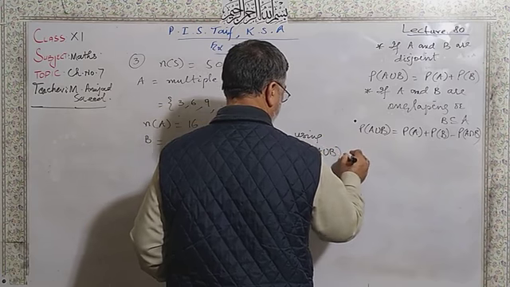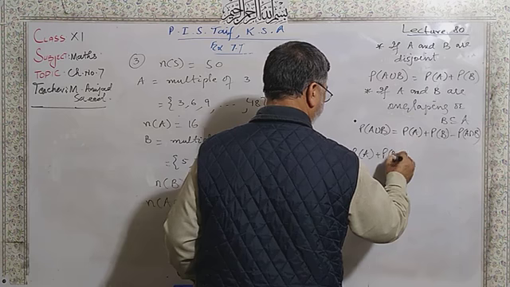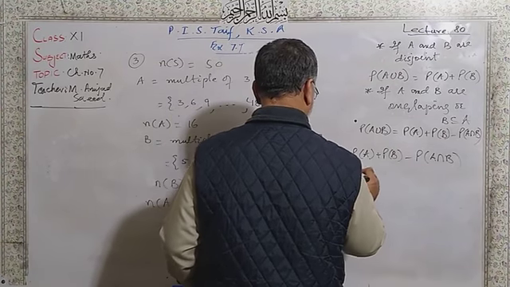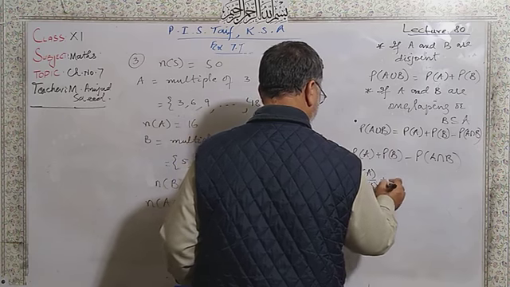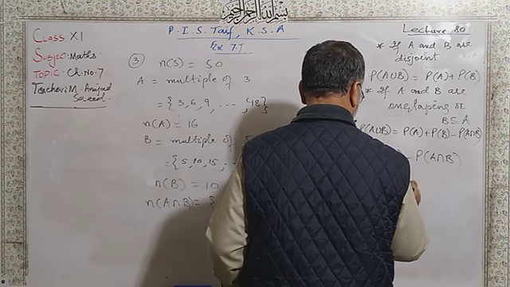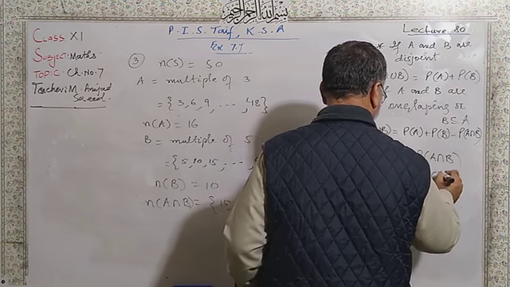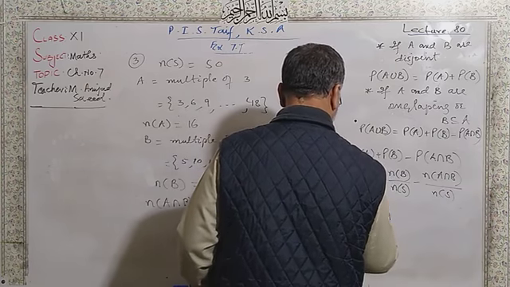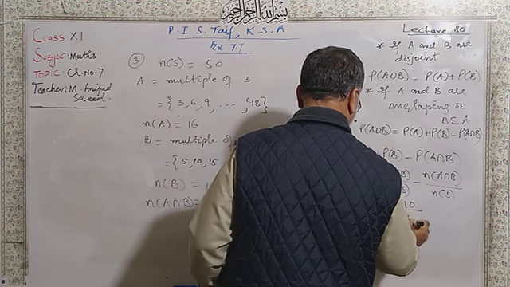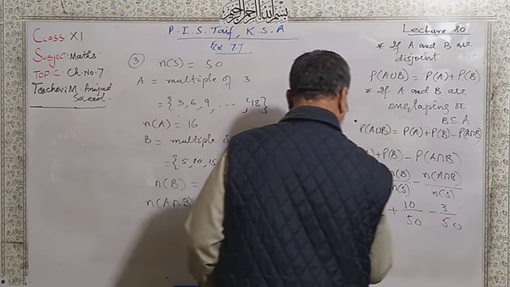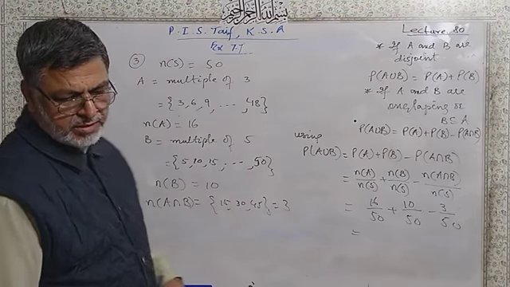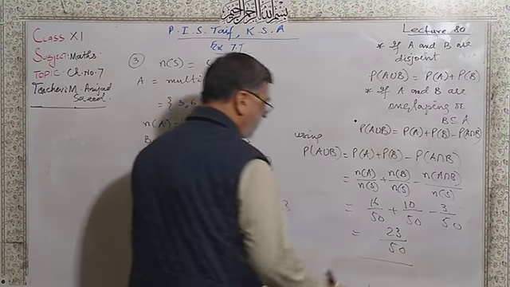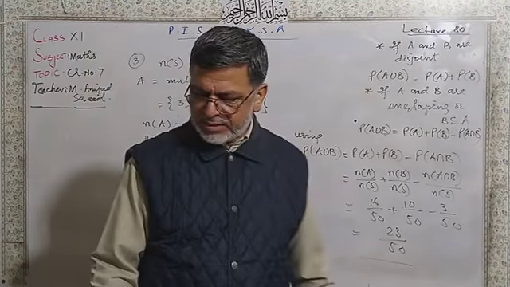So using the property, probability of A union B is equal to probability of A plus probability of B minus probability of A intersection B. Probability of A is n of A over n of S, plus n of B over n of S, minus n of A intersection B over n of S. So dear students, we will have 16 over 50 plus 10 over 50 minus 3 over 50. Here is 26 minus 3, 23 over 50. That is your answer. I hope that you understood this question.